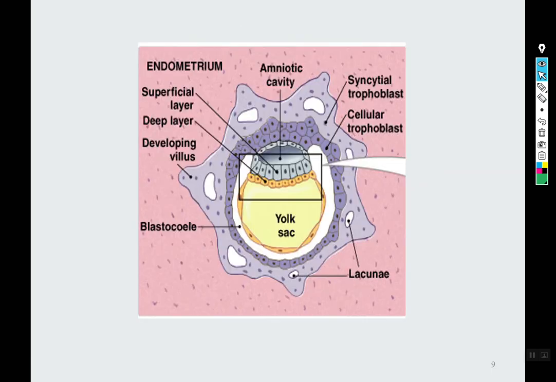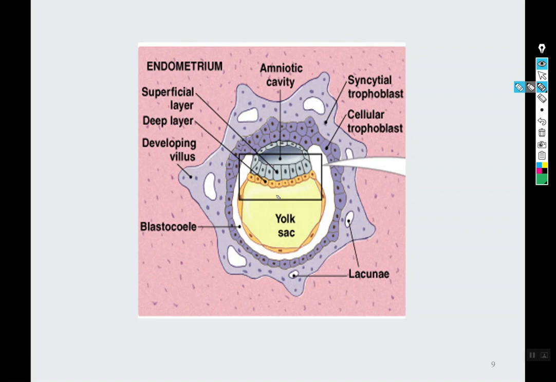Once it travels inside, we've got a couple different layers to consider here. Now we've got what used to be one ball with an inner cell mass. Now the inner cell mass has formed an amniotic cavity, and there's a superficial layer and a deep layer. The syncytial trophoblast is this edge stuff, and the cellular trophoblast is in the middle, and that is what connects to the amniotic cavity. Additionally, by this time a yolk sac has formed.